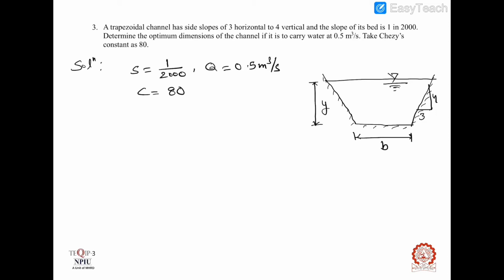Okay, these values are given, and what is the question? What we have to find in this problem? Determine the optimum dimensions of the channel if it is to carry water at 0.5 meter cube per second. For this given discharge, we have to find the optimum dimensions. Optimum dimensions means we have to find the dimensions for most economical condition.